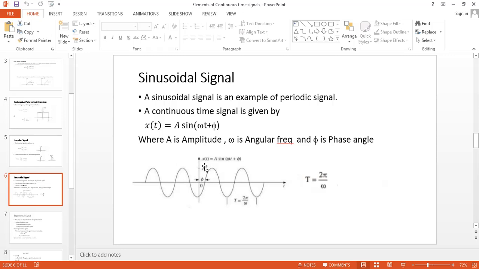It has an amplitude of the wave, a phase shift of φ, and the time duration between two signals is T = 2π/ω.